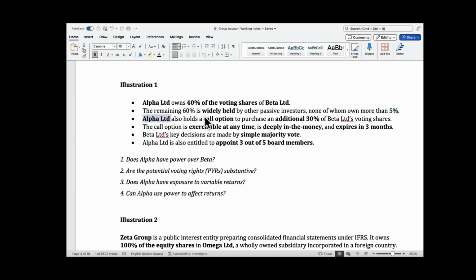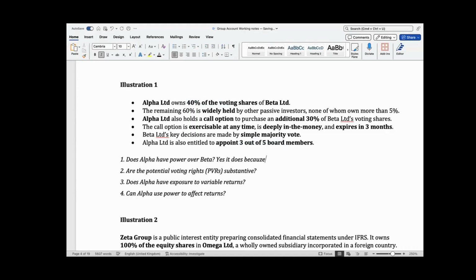And Alpha holds a call option, which means that it can buy an additional 30%. And this call option is deeply in the money, which means that he will exercise it, which means that it is attractive for him to exercise. So Beta makes key decisions by simple majority votes. That means this guy has majority votes. And Alpha can appoint 3 out of 5 board members. So then, does Alpha have power over Beta? Yes, it does.